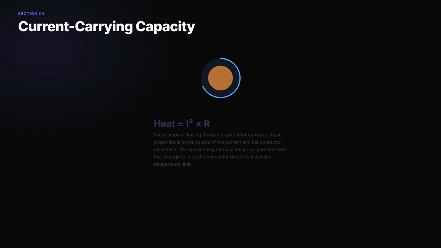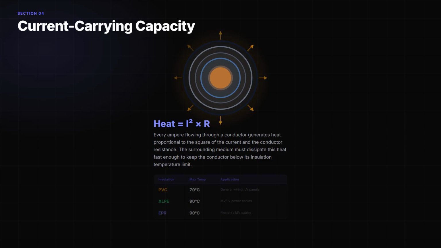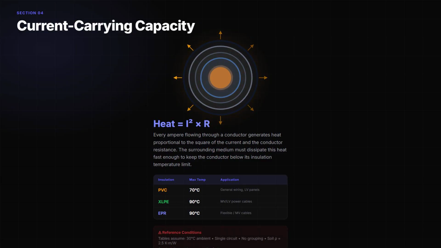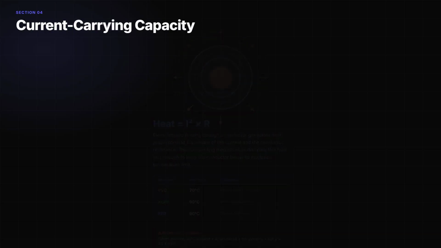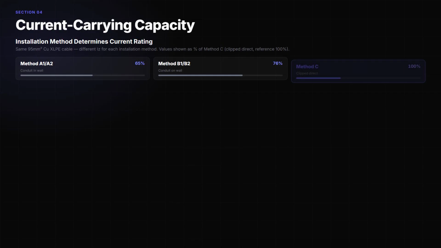For feeder circuits, every conductor carrying current generates heat in proportion to current squared multiplied by resistance. This is Joule heating. That heat must conduct away to the surrounding environment. The cable's rated current, called IS in the standards, is the maximum current that the cable can carry continuously in a defined set of reference conditions without exceeding its insulation temperature limit. For XLPE insulated cables, that limit is 90 degrees Celsius. For PVC, it is 70 degrees.